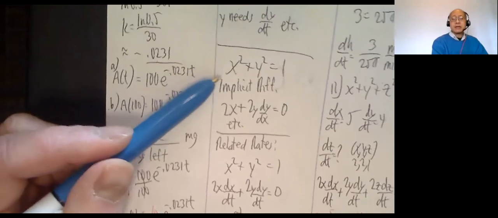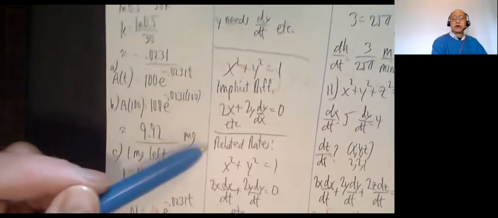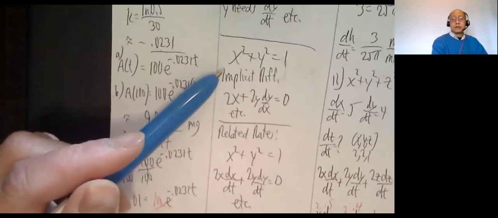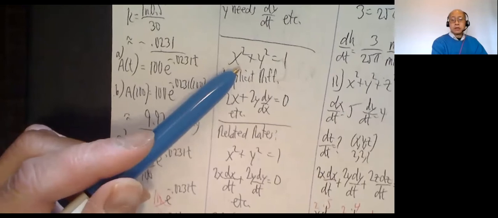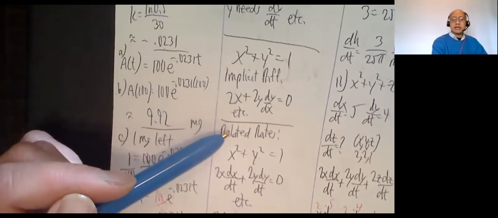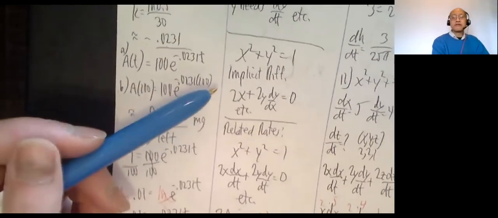Okay, this can actually be done two different ways depending on whether you're doing implicit differentiation or related rates. So I'm going to show you how they work. Same unit circle, but implicit differentiation we've already seen. Related rates is now different. Okay, so implicit differentiation you already know.